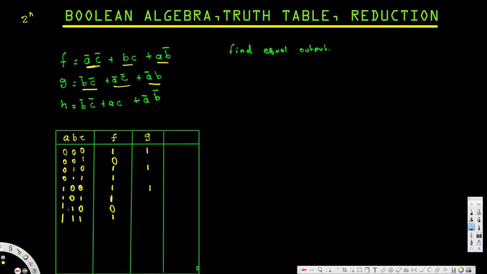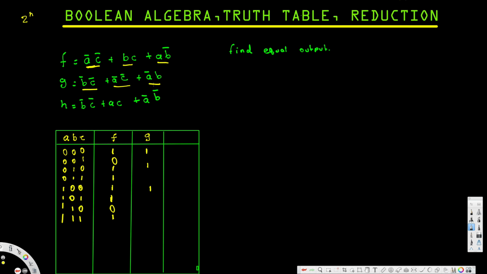I think I made a mistake previously. In the previous one we have a bar c bar. Okay, let me do g all over again. I made a mistake. B bar c bar, both of them have to be 0 in order to get 1. Here we have 0 0. A bar c bar, both of them have to be 0 in order to get 1. A and c are 0, this is 1, and we don't have anything else.